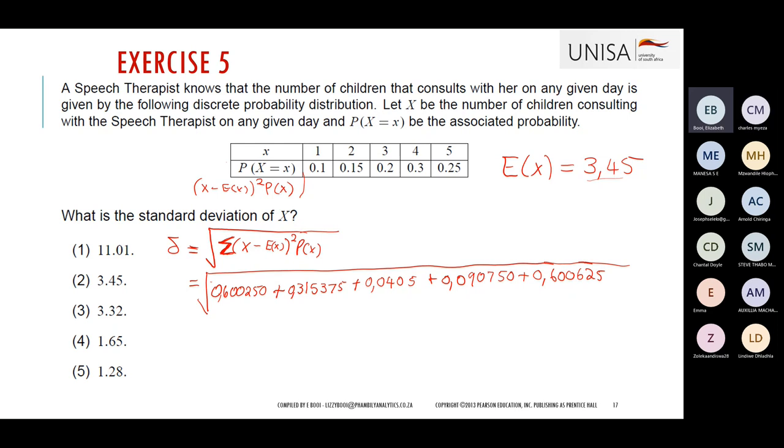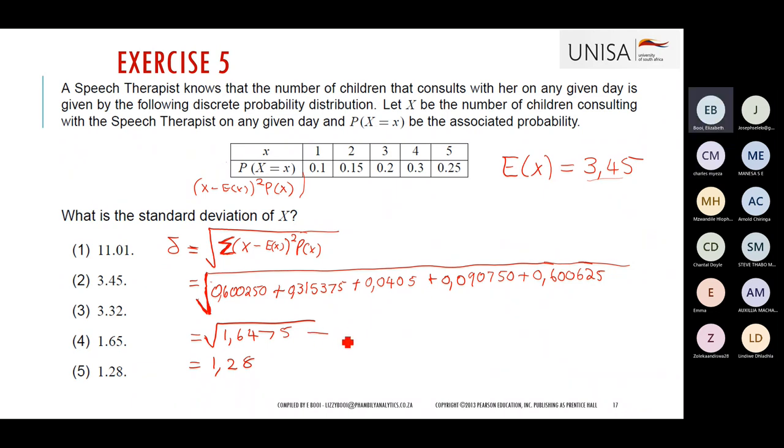I'm keeping enough numbers. There might be some numbers that are very long. I'm just keeping at least 6 decimals or 4 decimals so that I don't lose the integrity of the answer as I get my decimals. So adding all the values, I get 1.6475 and plus other numbers or like zeros and some numbers. I'm just going to keep four decimals. And if I take the square root of this number, I get 1.28.